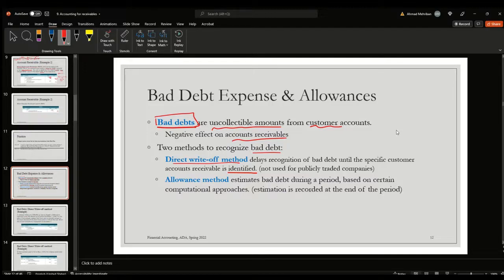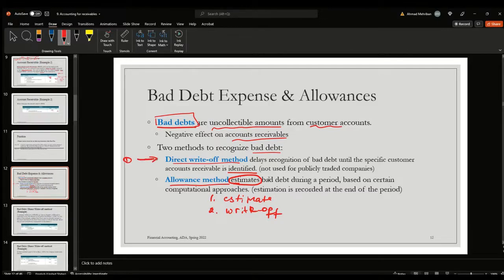So in the allowance method, I first make an estimation, and then write off if it is incurred. The first step is to estimate, and the second step in the allowance method is to write off. Whereas in the direct write-off method, there is just one step: you just write it off. That's it. There's nothing else.